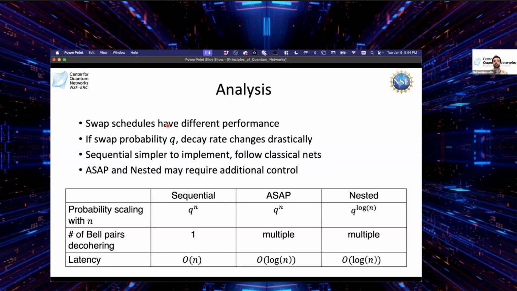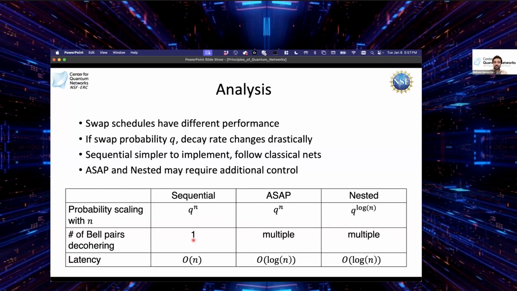We can put everything together in this sort of table where we're going to compare just the 3 methods. And it turns out that the probability scaling with n, under the assumption that the swap operation is probabilistic, is as follows. We have an exponential decay in the probability generation rate based on the number of repeaters that we have for both sequential and swap ASAP. Although for nested, we have some sub-exponential decay in probability when the Bell state measurement operations are probabilistic.